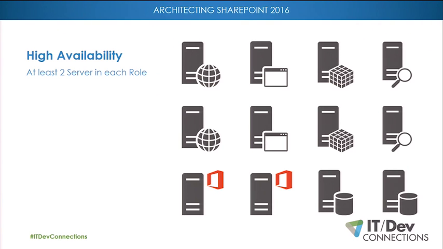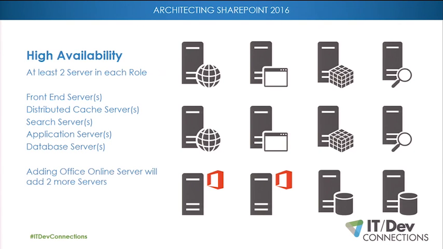High availability. That looks like a crazy amount of servers, doesn't it? So we now end up with at least 2 servers in each role. That means 2 web, 2 app, 2 distributed cache, 2 search, multiple database servers, and then of course, if we decide to add Office Online Server, you'll need 2 more servers. Because of course, they like to make your life more complicated, and you have to have Office Online Server on a different set of servers. And of course, you want it highly available too, so you have to have two.